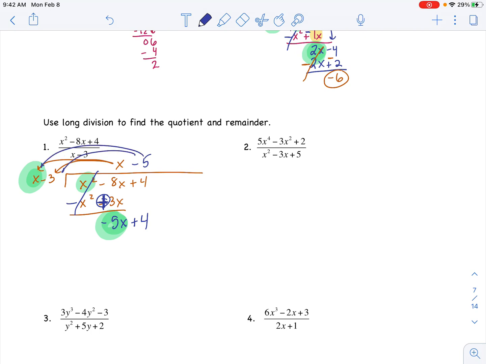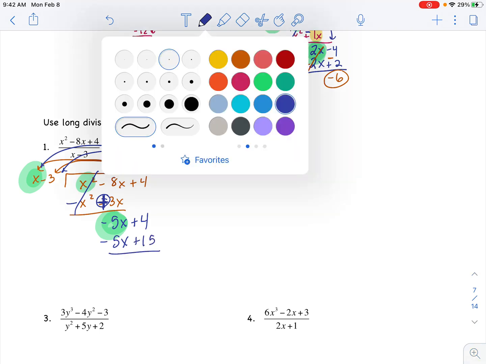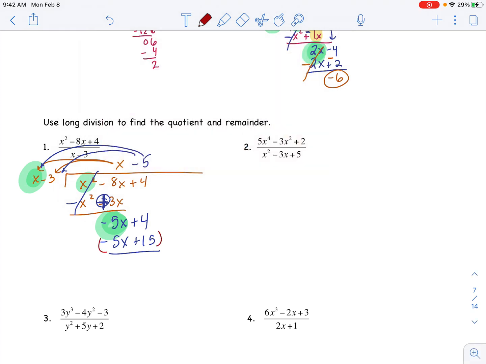And I distribute. Negative times negative is positive 15. But now don't forget, distribute that negative. So I'm really doing a negative to everything here, right? Here and here. So this one becomes positive, this one becomes negative. The 5x's are gone. 4 minus 15 is negative 11. And I'm done, that's my remainder.